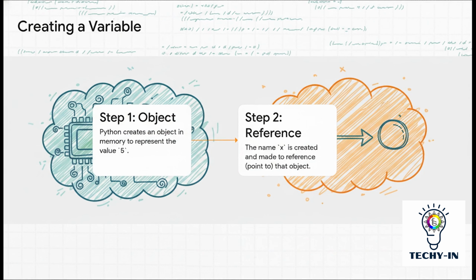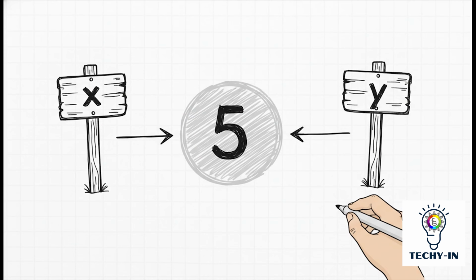So when you type x equals 5, 2 things happen in the blink of an eye. First, Python creates an object in memory to represent the data, in this case, the number 5. Then it creates the name x and makes that name point directly to that object. So what happens when you write y equals x? You might think that y makes a copy of the number 5, but it doesn't. Y doesn't even point to x.